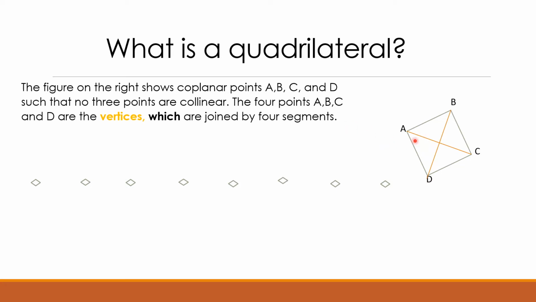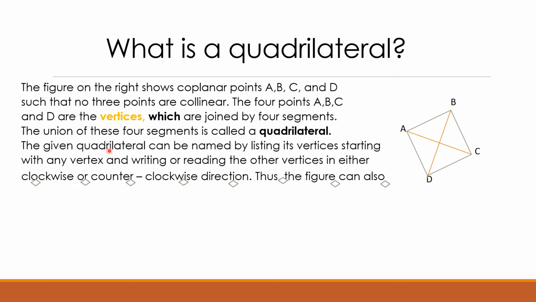What does collinear mean? Points that belong to the same line. The 4 points A, B, C, and D are vertices. So, these are the vertices, okay? Which are joined by 4 segments. The union of these 4 segments is called a quadrilateral.